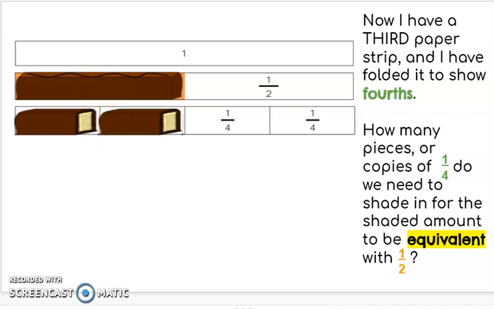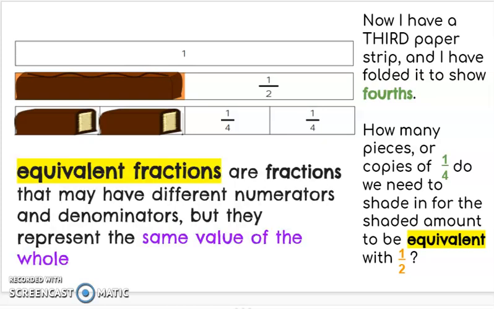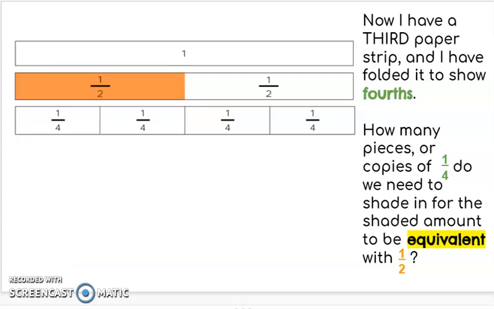So, equivalent fractions are fractions that may have different numerators and denominators. So they may have different numbers. This is 1/4. These are 1/2, okay? But they represent the same value of the whole. They take up that same amount of space, the same value of the whole candy bar. All right, so now let's look back at that question again.